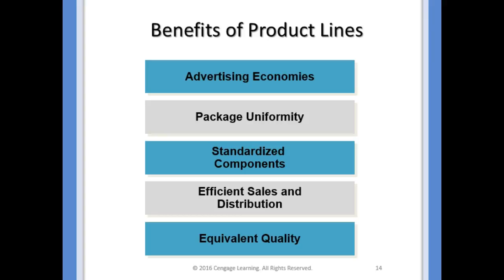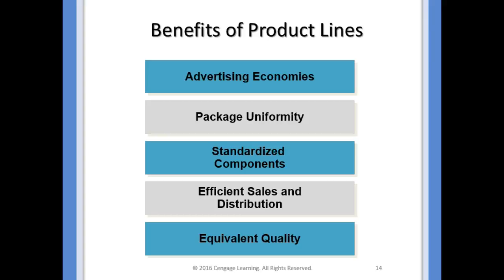Package uniformity. Packages in a product line could look the same while still maintaining their individual identities. So as long as the company has a good image, then that uniformity could really help all the products out in that product line. Standardized components could just reduce manufacturing and inventory costs. Efficient sales and distribution is next. Product line does enable a full range of choices to customers, and then as a result, better distribution and retail coverage. So it does help not only the business but also the consumer as well.